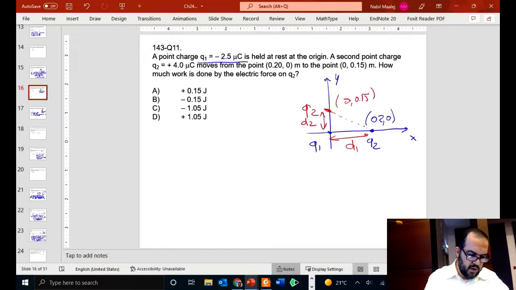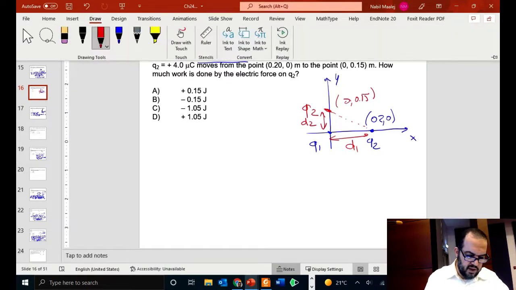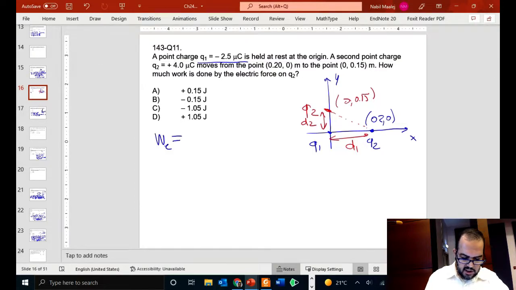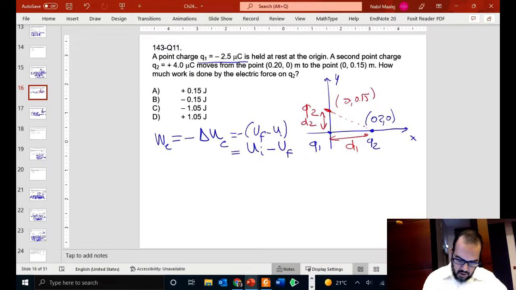What do we know about the electric force? We have an equation for the work done by electric force. It is just minus the change in electric potential energy. Don't forget the minus, because this is the work done by electric force. So this is minus (U final minus U initial), or we can just write it U initial minus U final.